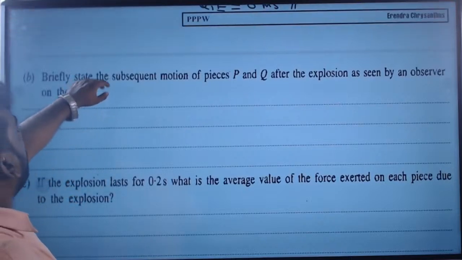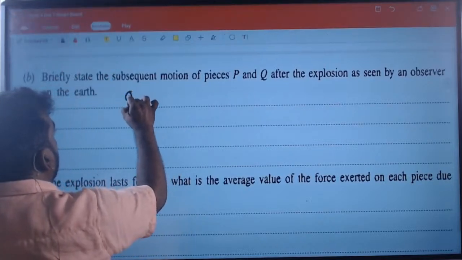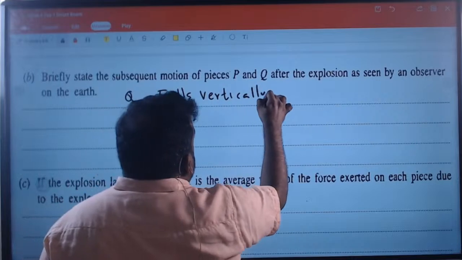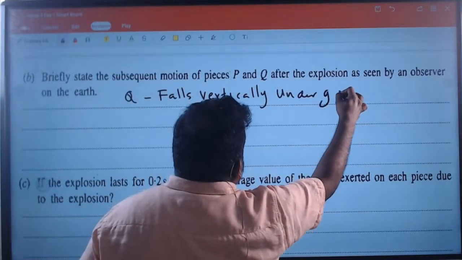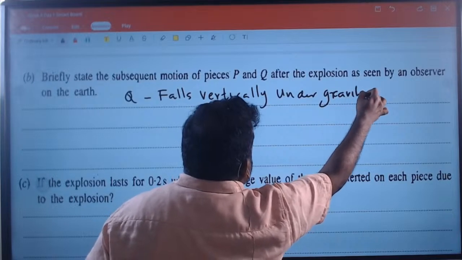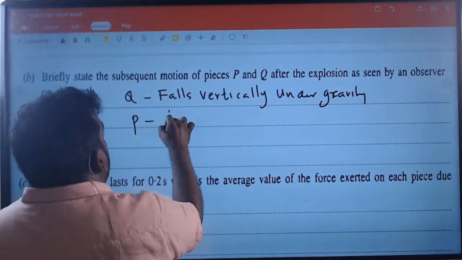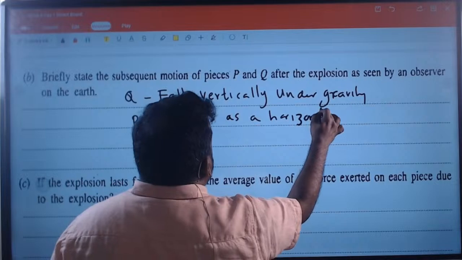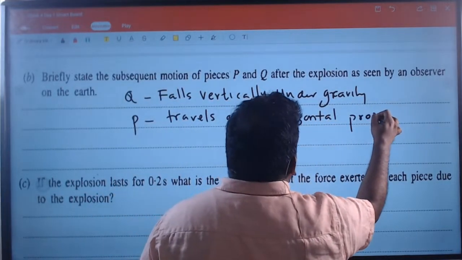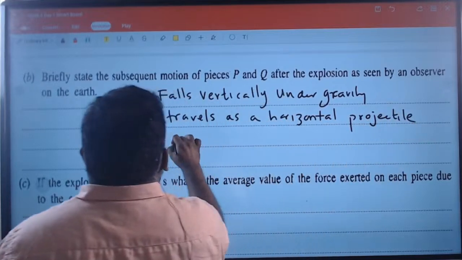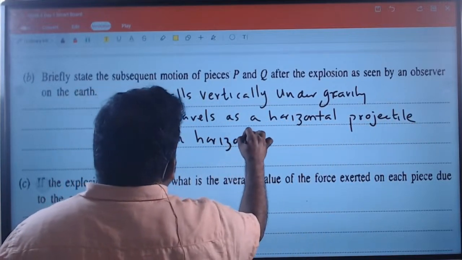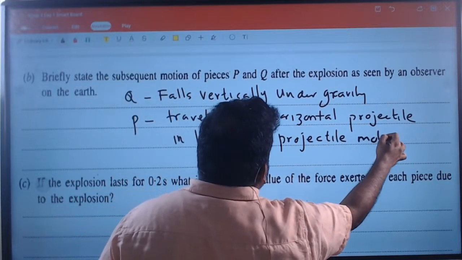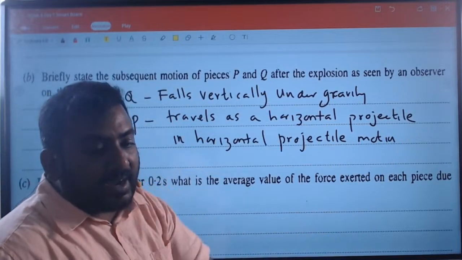Briefly state the subsequent motions of P and Q. Q falls vertically under gravity. P travels as a horizontal projectile, in horizontal projectile motion.